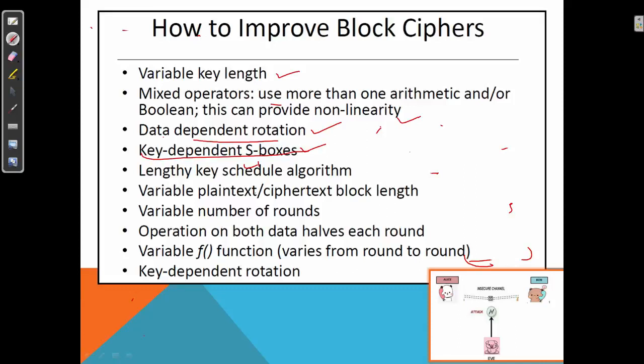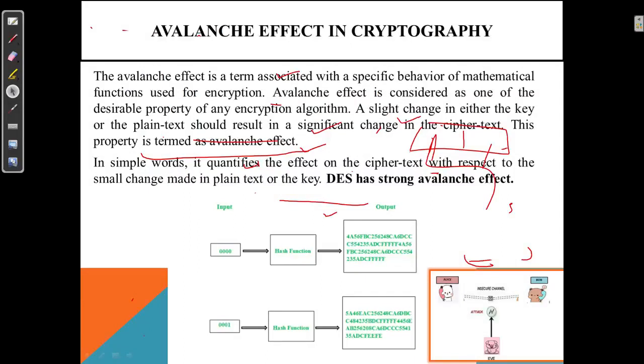Lengthy key schedule algorithm, variable plain text and ciphertext block length, variable number of rounds. So the number of rounds is also fixed in DES. Operation on both data halves each round. Like in the first round, if you see, we don't do any operation on the left side, we do it only on the right side. But it's said that if we want to improve upon the block cipher, the operation should be on both sides. Variable function f varies from round to round. So there should not be a fixed f function for every round, and key dependent rotation. So if we apply all these things, definitely we are going towards improving the cipher.